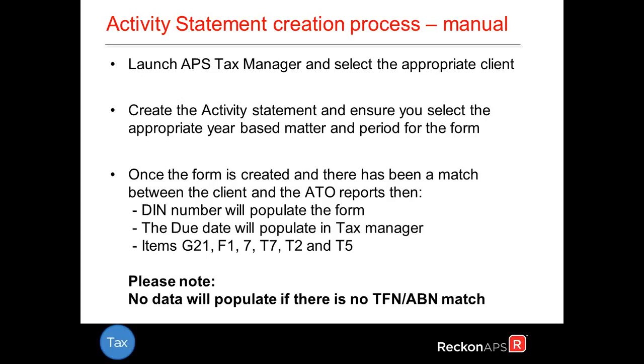Now if you have issues where the data doesn't populate, so you've created your activity statement, expecting the data to populate, and it doesn't, then generally the reason for that is that there is no TFN or ABN match. Okay, so we couldn't match the data we received from the ATO properly using a TFN or an ABN. It could be that your TFN doesn't exist, your ABN doesn't exist, or it's invalid. Okay, and that relates back to session 1 today about how to determine which clients don't have a valid TFN or ABN.